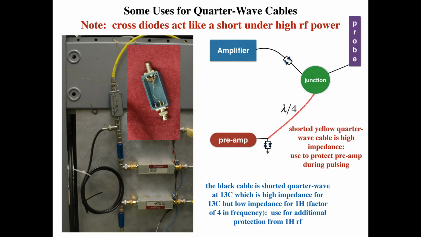So actually here's our experimental setup over here. This yellow cable is our quarter wave for carbon. This is a carbon 13 channel on our probe. We do solid state NMR, so we do high power proton decoupling while we observe C13. And here's our cross diodes. So that's our quarter wave. Here's our cross diodes. Okay, so there's the quarter wave and the cross diodes.